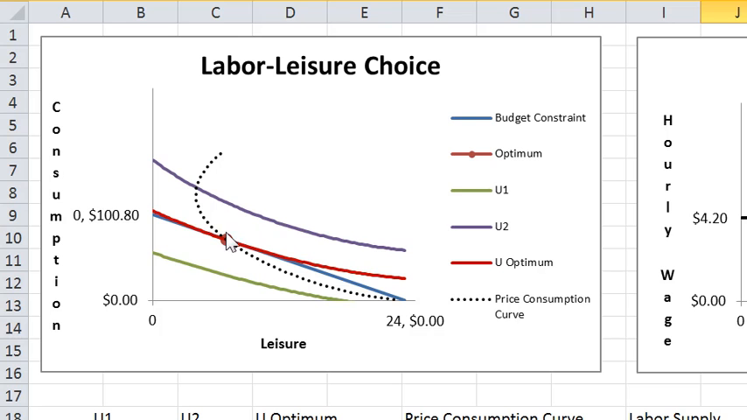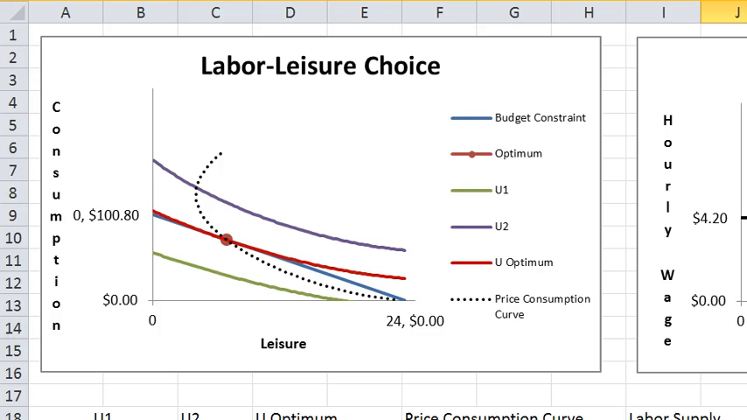I have three indifference curves here. Here's a low one, here's a high one in purple, and the red one is the one that's tangent to the budget line at the optimal point. This dashed line here is the price consumption curve as I vary the wage, or as I lower the price of consumption. And what you'll notice here is that that price consumption curve has an odd shape.